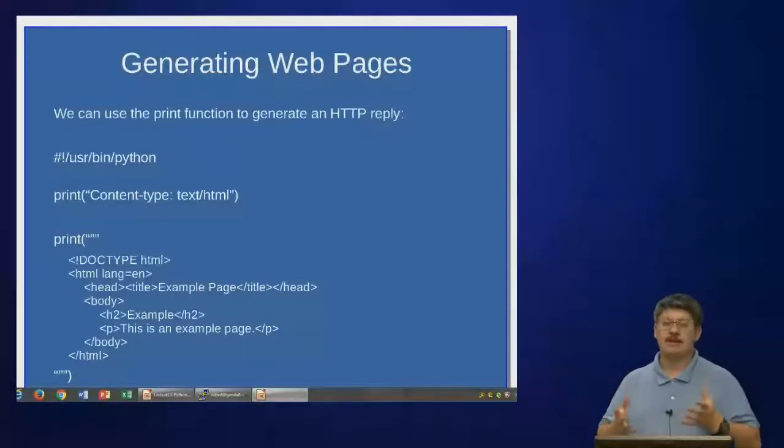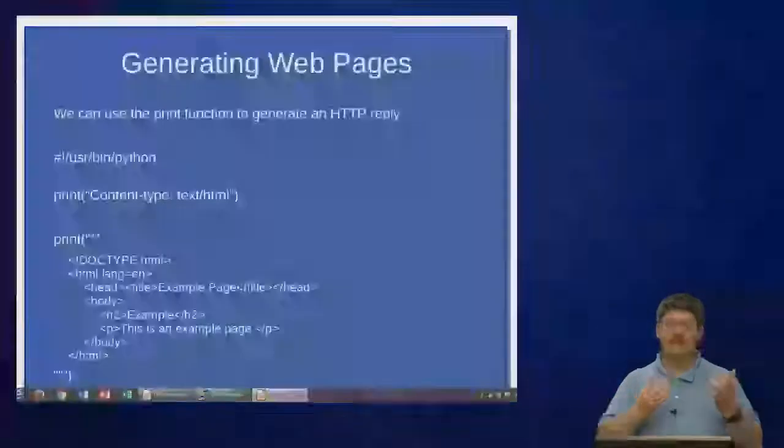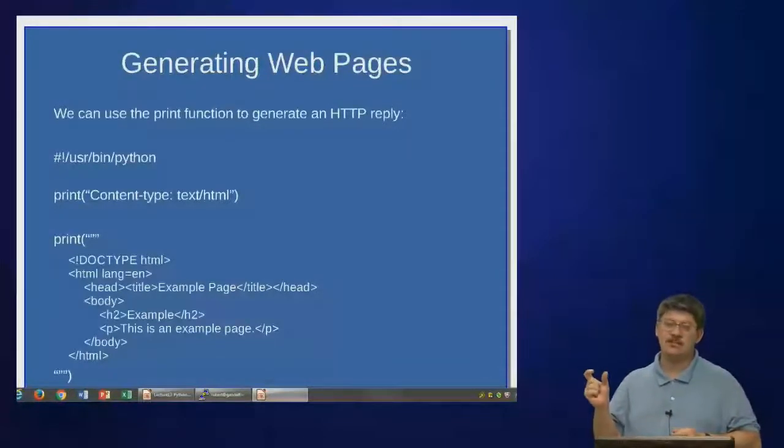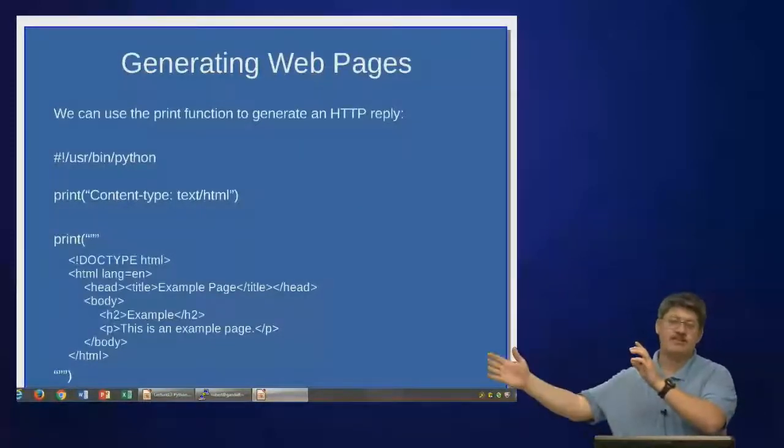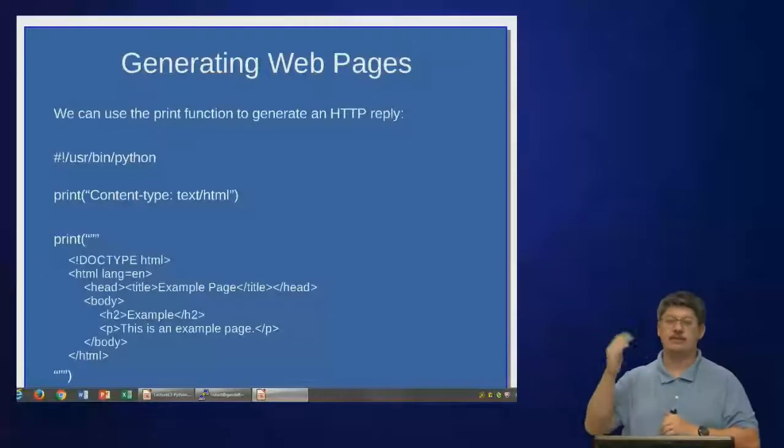Remember, because I'm generating this from a script, it doesn't have a file name. And so it can't look at the extension and say, oh yeah, that's HTML. The only way it has to know that the text that I'm generating is HTML is to look at the content type header. So I'm going to print content type: text/HTML. And then I'm going to print a blank line. Notice that my triple double quotes don't have anything after them for one line. That's so I can print a blank line that will separate the headers from the body.